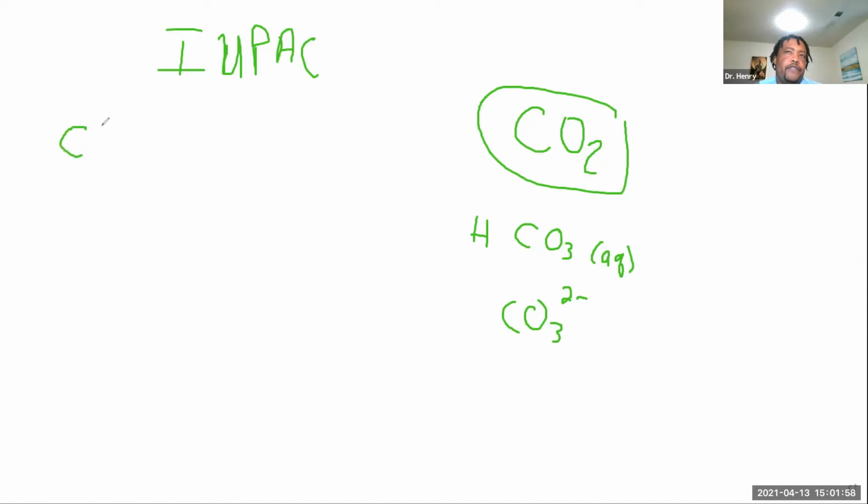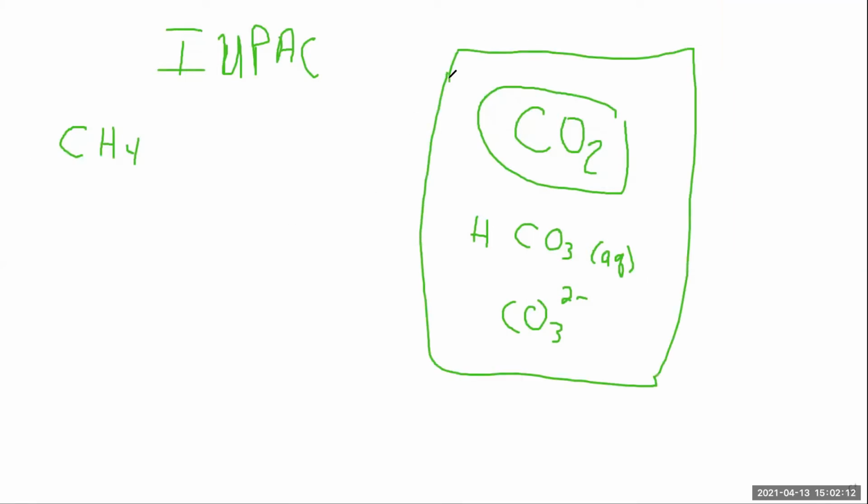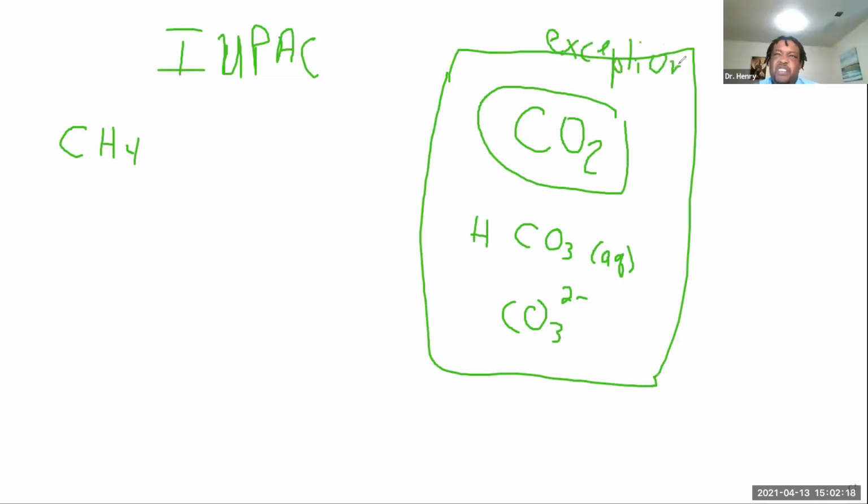But the general definition is things that are organic. So for instance, if we have methane, CH4, that is considered to be an organic molecule. Okay, so does that make sense so far? These guys are exceptions. But anything else that has carbon in it is considered to be organic.